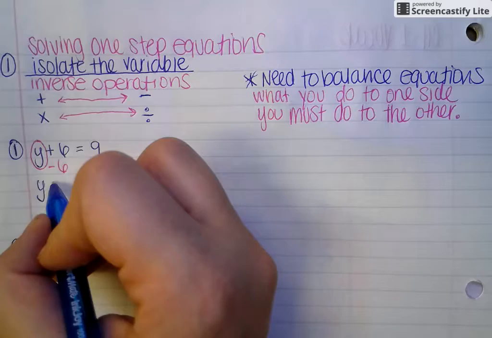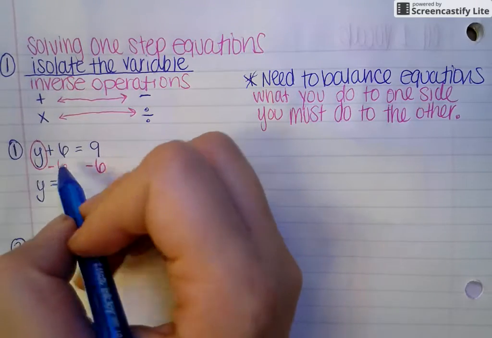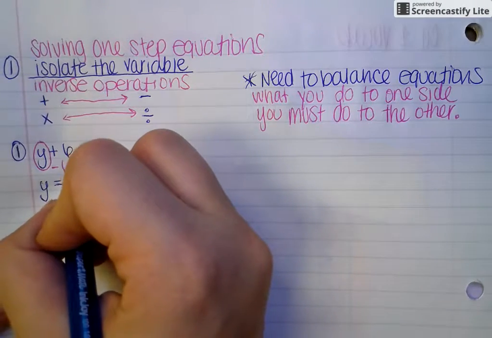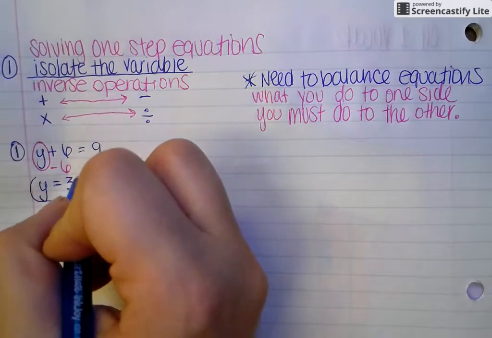What I do to one side, I always do to the other. So then I'm going to take y. The 6's cancel because 6 minus 6 is 0. Then I have 9 minus 6, which gets me 3. I'm going to circle my answer.